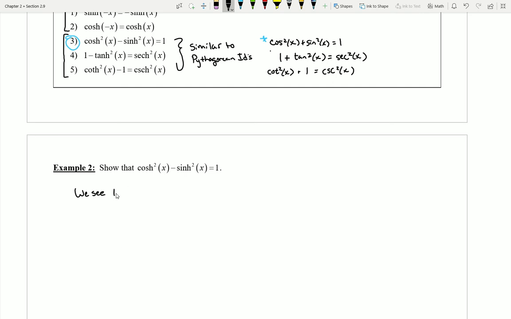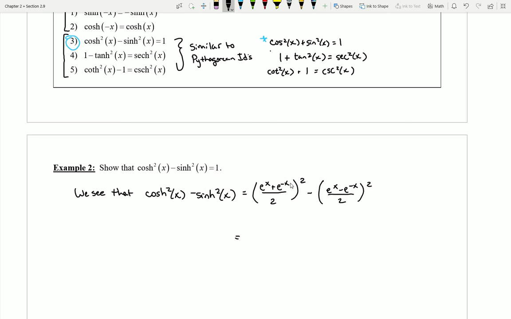I'll start by saying we see the hyperbolic cosine squared minus the hyperbolic sine squared, and I could start to work with it by going to the definitions of what these functions are. Notice that the hyperbolic cosine was, remember, e to the x plus e to the negative x all over 2. And if I want to square that, I can write this. I then want to do the same thing but with my sine. Remember, sine subtracts, so I end up with this. And my goal is, of course, to show this turns into 1.